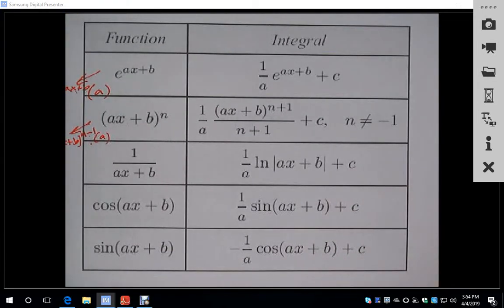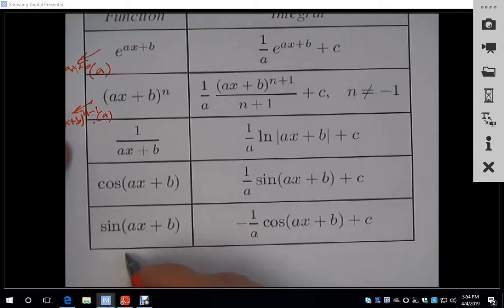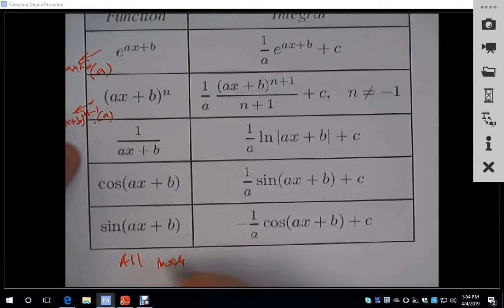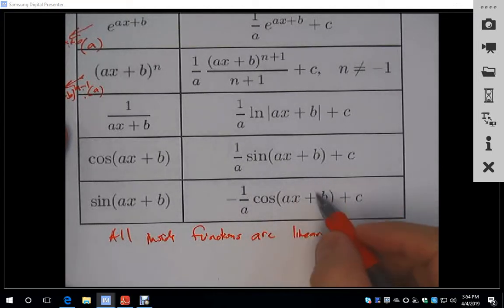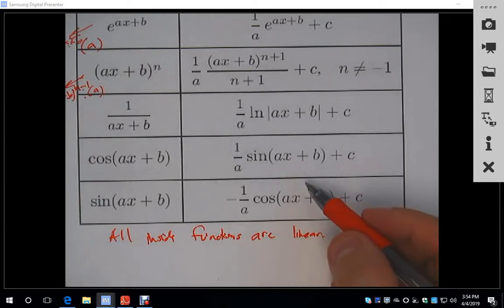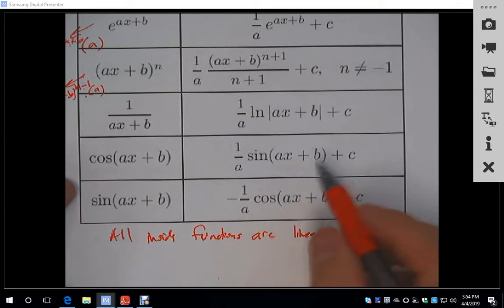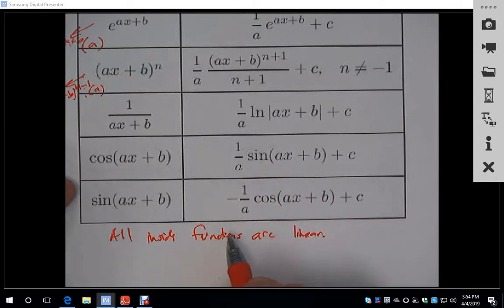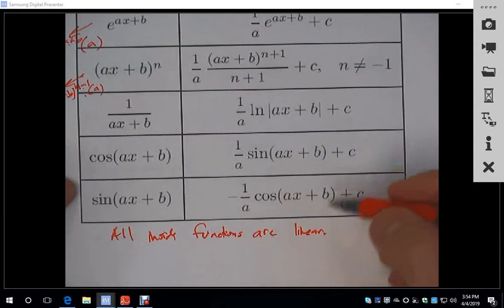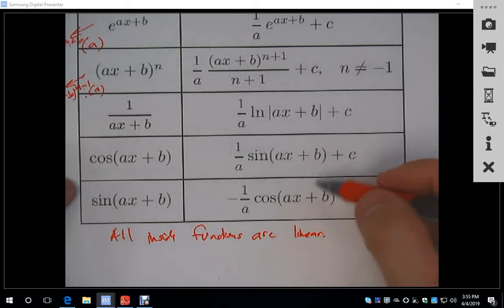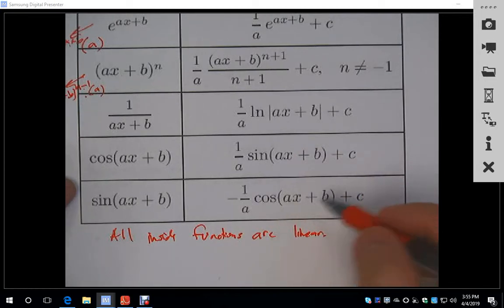If you want to pause this and write it down, it'd be helpful. But one thing I want you to notice is that all of the inside functions are linear. If they are not linear, if you have something else inside, like something quadratic, then you have to use a different method, such as integration by parts or u-substitution or something else. You cannot use the method we're using right now, the inverse chain rule, if the inside function is not linear.